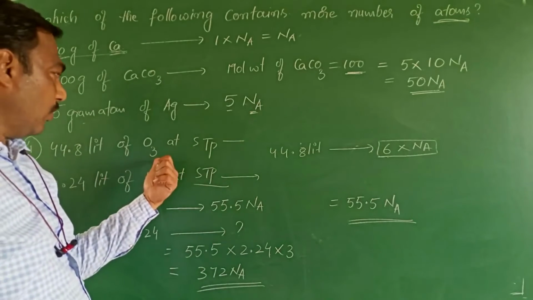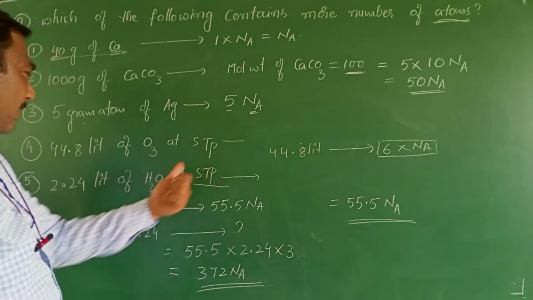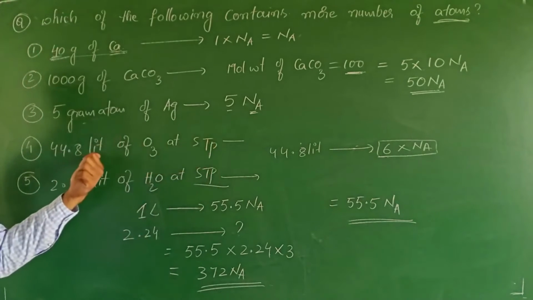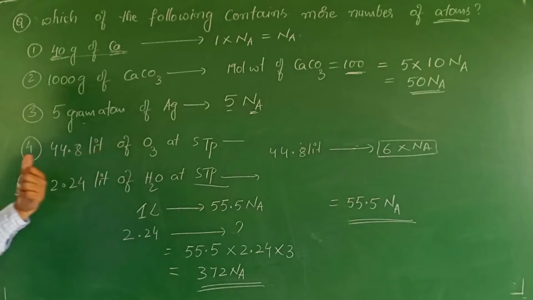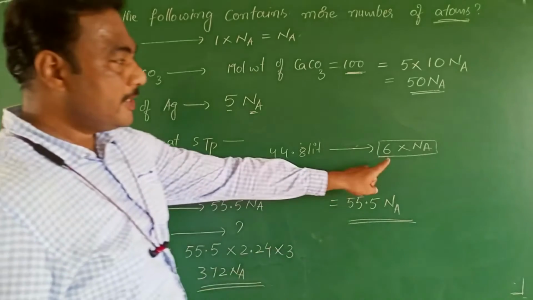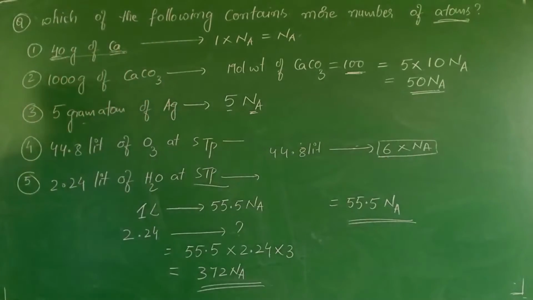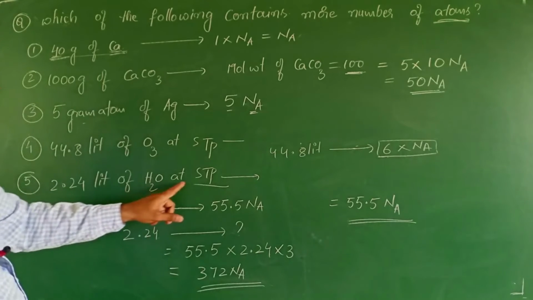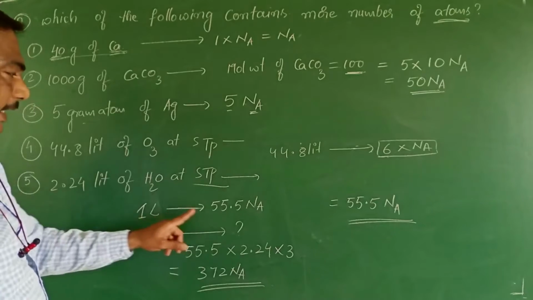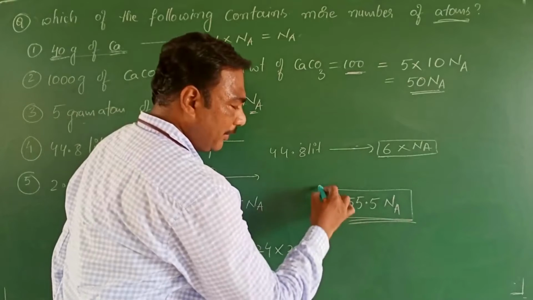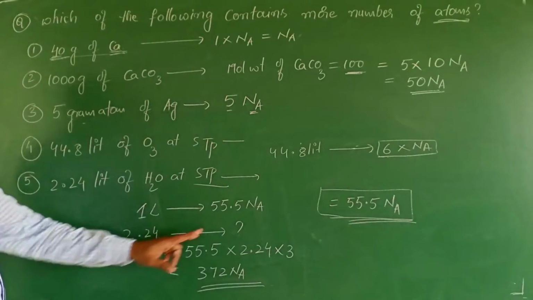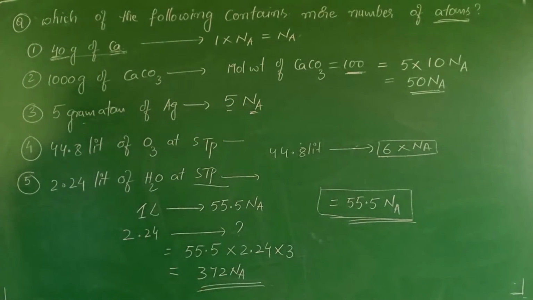44.8 liter of ozone at STP. Right, students? I gave the explanation. 22.4 liters contains 3 into Avogadro number of atoms. If it is 44.8 means 6 into Avogadro number of atoms. Now come to this one. This is our important part here. 2.24 liters of oxygen at STP. 1 liter contains 55.5 Avogadro number. This is what we calculated in the previous problem, right? 2.24 liters. You get this one, right? Please make a note of this one.